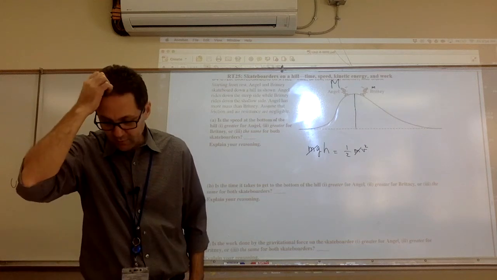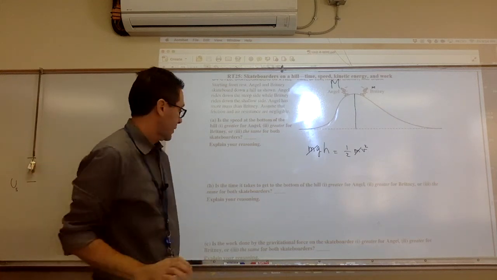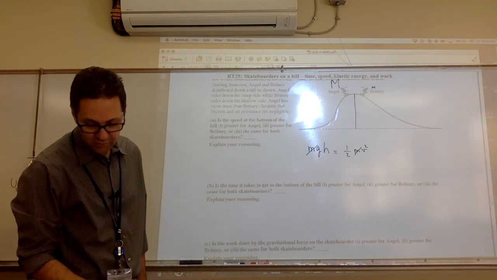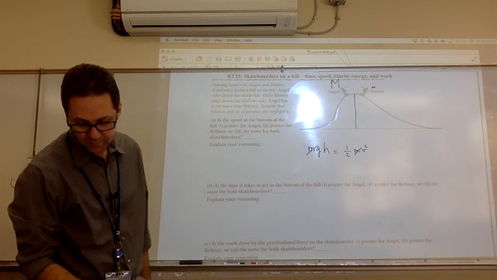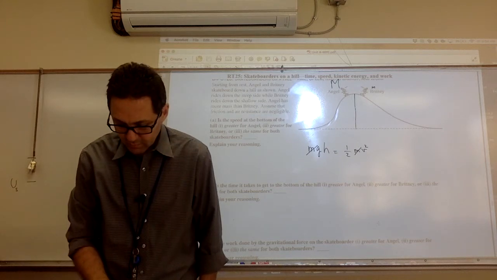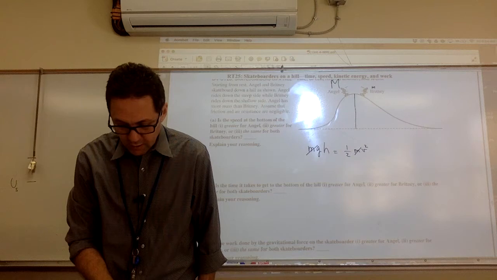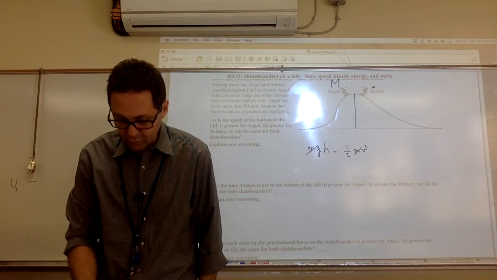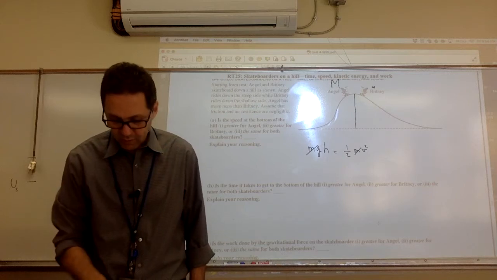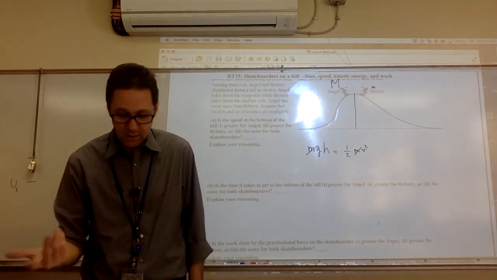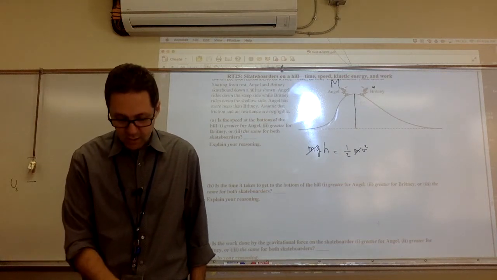So that's I. Okay, so I can't see that. So is the work done by the normal, I'm sorry, I missed something. I'm sorry, I was reading the wrong thing. Is the time to get to the bottom of the hill greater for Brittany? Yeah, Brittany, because she has a longer distance and a smaller acceleration. So it's going to take longer for her to get to the bottom.